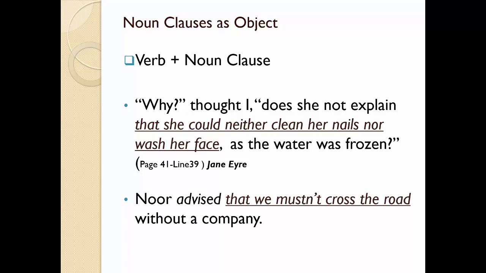First example: why, thought I, does she not explain that she could neither clean her nails nor wash her face as the water was frozen? It is a fact because the water was frozen, so because she is freezing, she cannot clean her nails nor wash her face, so it is a fact.